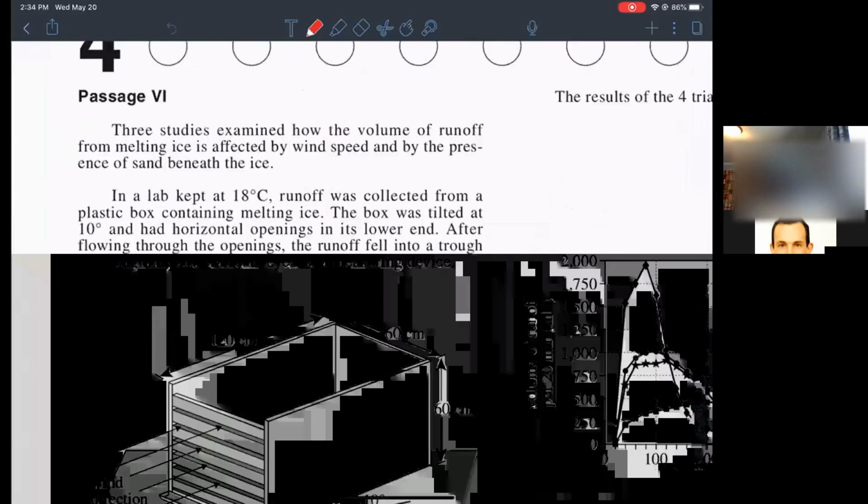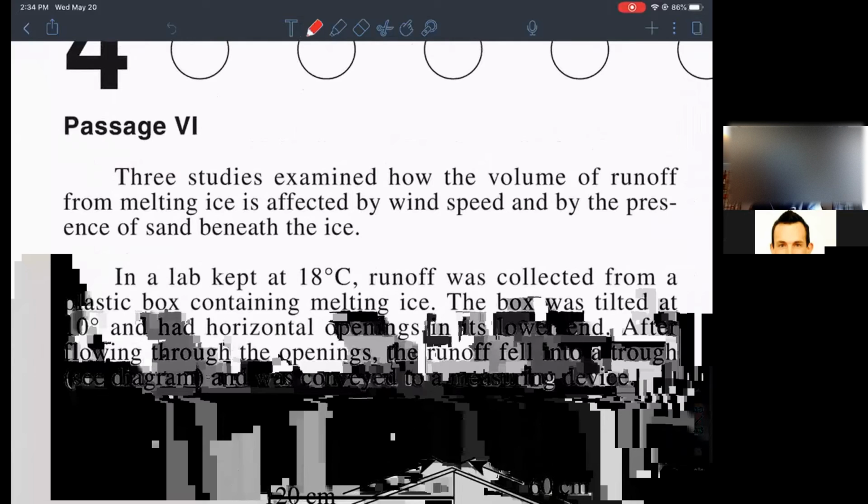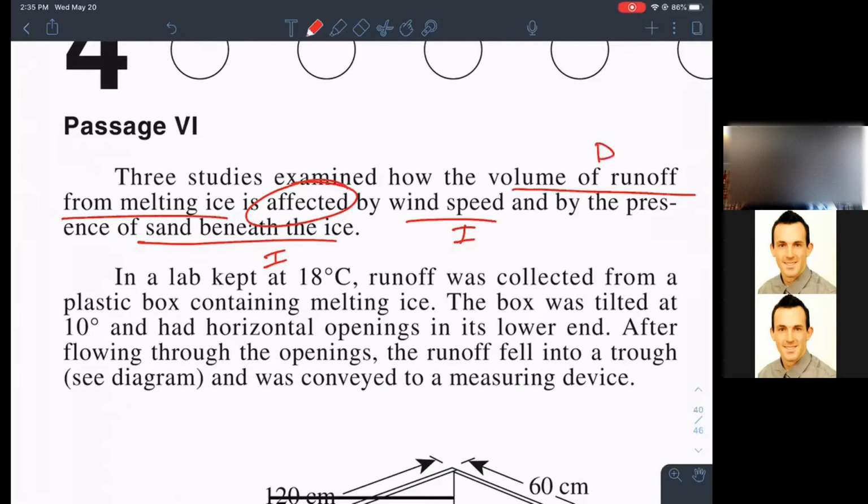Okay, so 3 studies examined how the volume of runoff from melting ice is affected by wind speed and by the presence of sand beneath the ice. That's the reason why we read the introduction, because they identify all the independent and dependent variables in the first paragraph. How the volume of runoff is affected by: affected by means that these are going to be independent variables. If it's affected, that means it's going to be the dependent variable. So the volume of runoff from melting ice is going to be the dependent variable. We should be able to confirm that shortly, but that is the very beginning, the first step of identifying the independent and dependent variables.